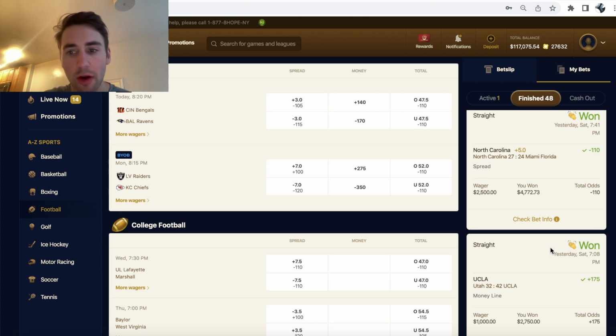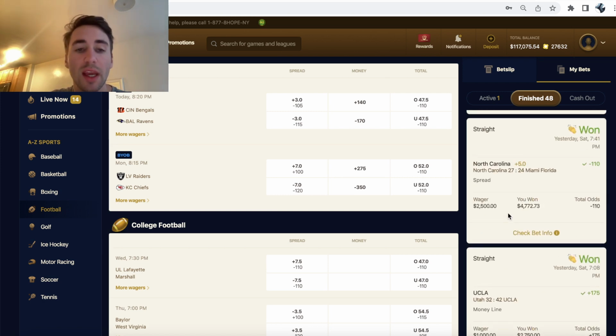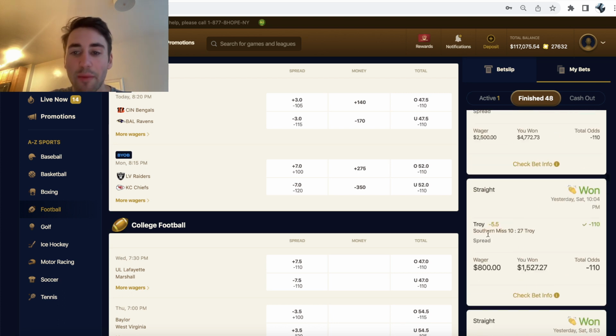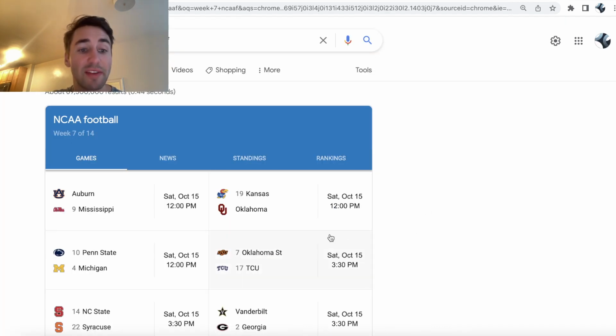It was the majority of our bets, and we cashed big. So we had UNC +5, UCLA on the money line, Georgia -29. So I mean, we cashed the majority of our bets. Troy -5.5. It was a pretty incredible weekend if you've been tailing, and I locked in 3 sharp early bets for Week 7.